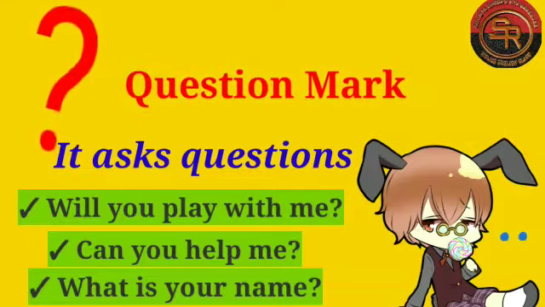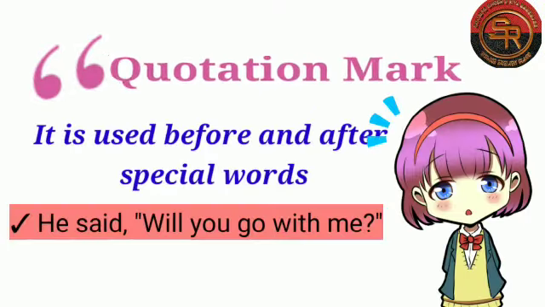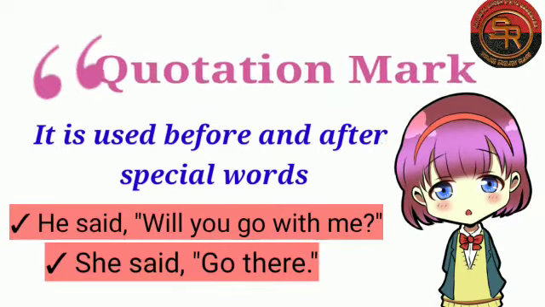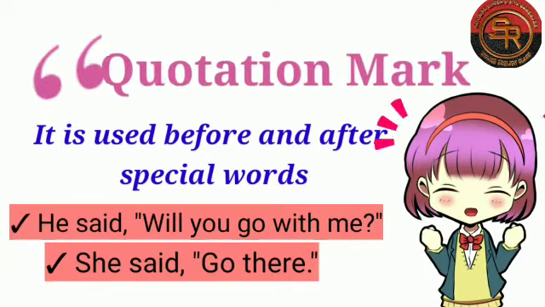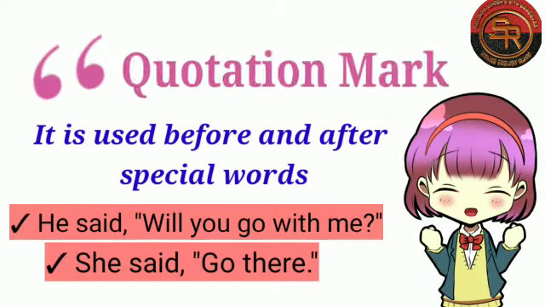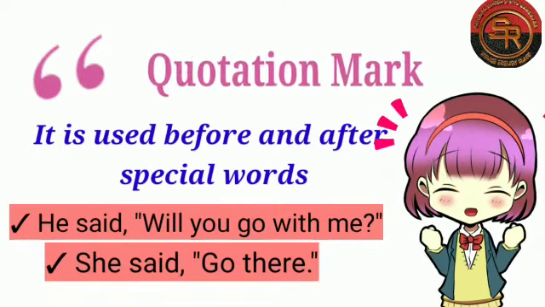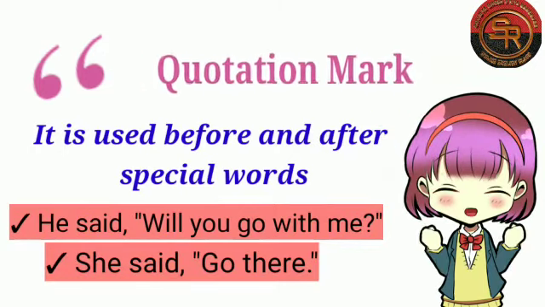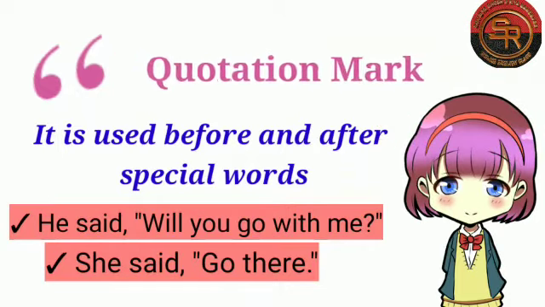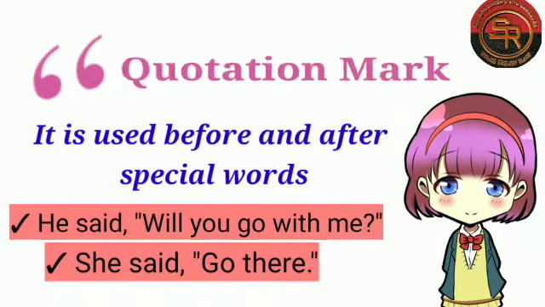Let's look at the next punctuation mark. The next punctuation mark is the quotation mark. Quotation mark is a type of comma, or we can call it inverted commas on the top of the words. Before and after, we have to use it. So it is used before and after special words.